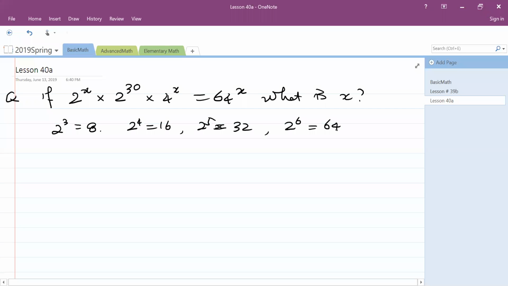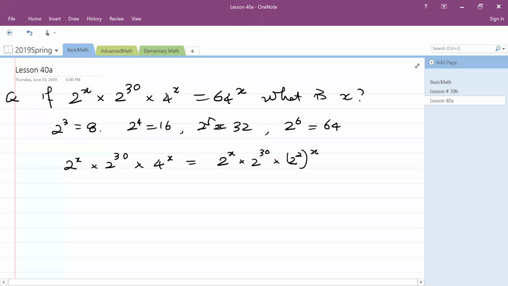Okay, so the best way to solve this problem is I express both sides in terms of 2 to a certain power. So 2 to the x is already there, it's simple. And we know 4 is 2 squared, so the left hand side is 2 to the x times 2 to the 30 times 4 to the x, which is 2 to the x times 2 to the 30 times 2 squared to the power x.